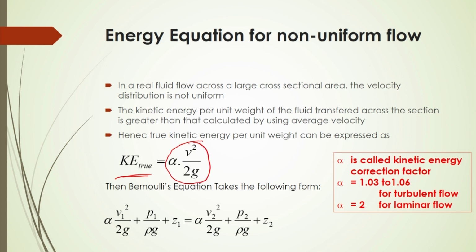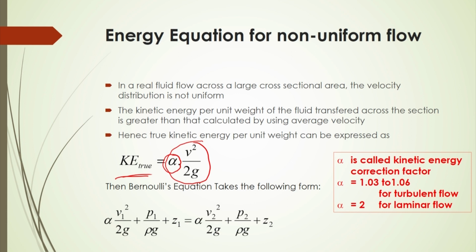That means you have to multiply some factor with the kinetic energy, that is v square by 2g. So, this alpha is the multiplication factor, and this factor is called the kinetic energy correction factor. This kinetic energy correction factor will be 1.03 to 1.06 for the turbulent flow. If there is a turbulent flow, in that case you will see there will be non-uniformity of the fluid flow. And laminar flow is generally almost uniform in flow.